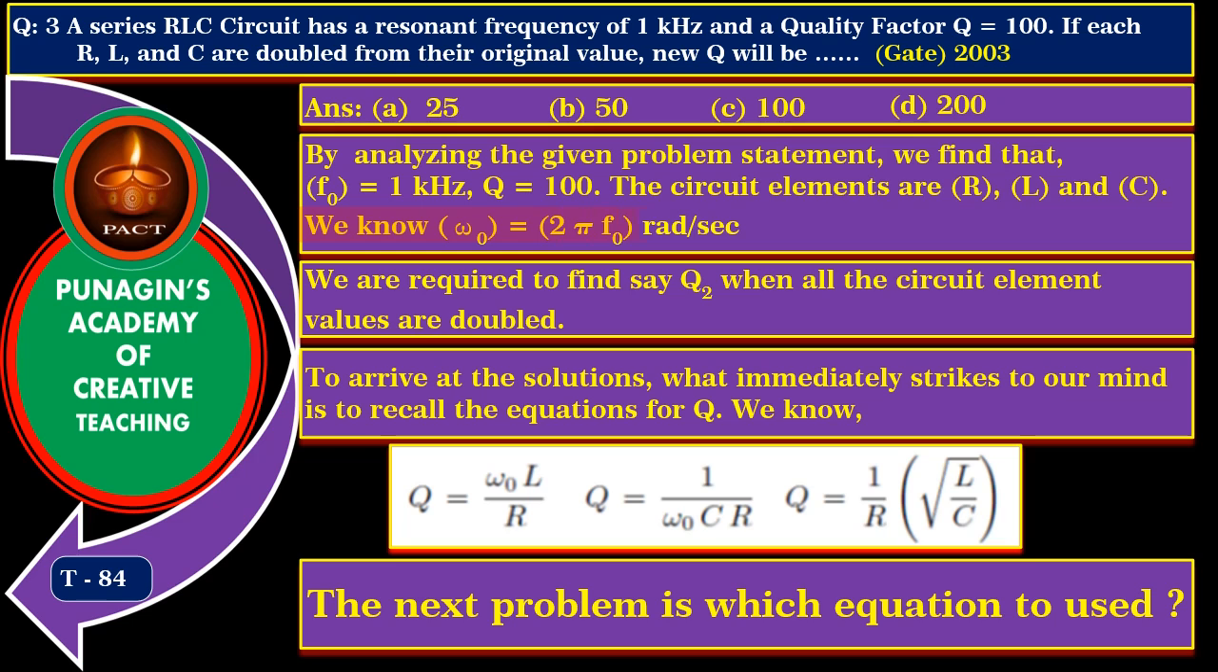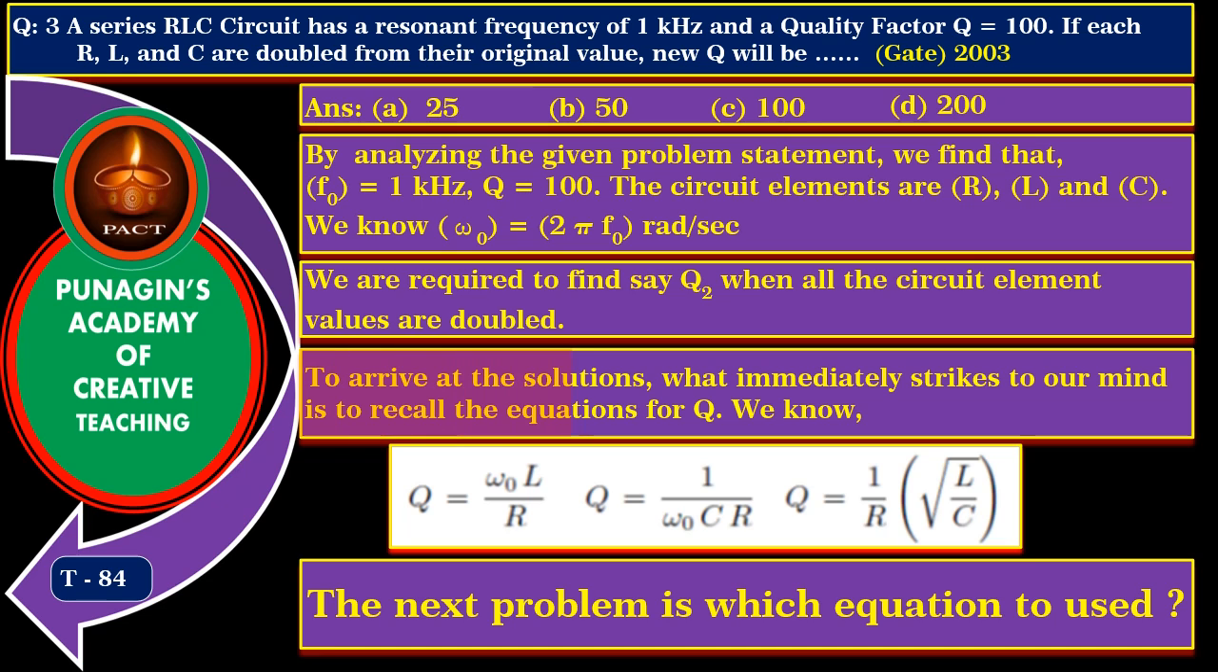We know that omega naught is equal to 2 pi F naught radians per second. Now, we are required to find, say, Q2 when all the circuit elements values are doubled compared to the original values. Friends, the problem seems to be simple but tricky. I will tell you why.